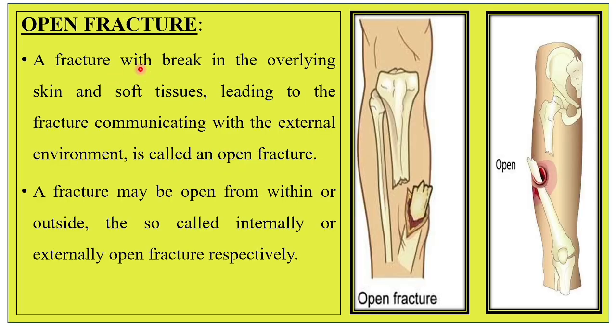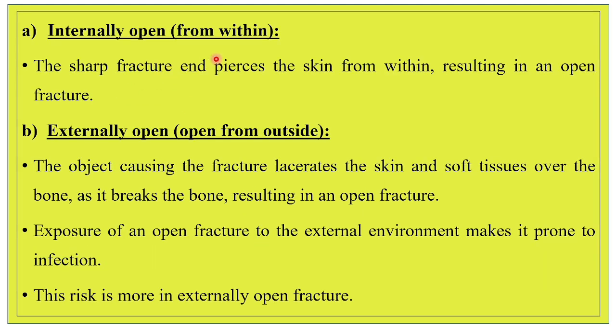And coming to the open fracture, a fracture with a break in the overlying skin and soft tissues, leading to the fracture communicating with the external environment, is known as an open fracture. A fracture may be open from within or outside, the so-called internally or externally open fractures respectively. So what is an internally open fracture? That is from within. The sharp fracture end pierces the skin from within, resulting in an open fracture. That is known as an internally open fracture.